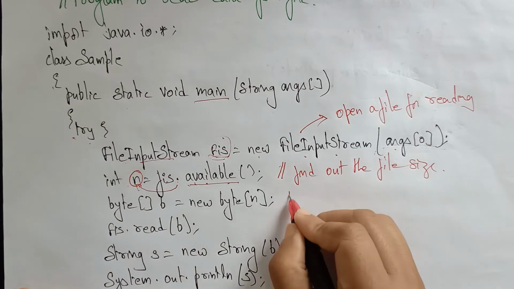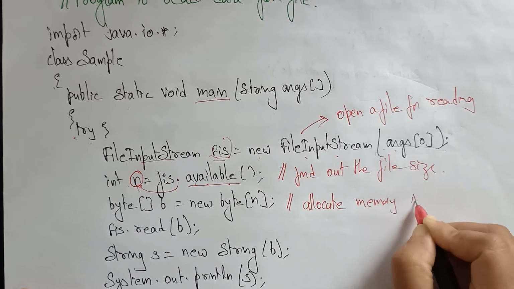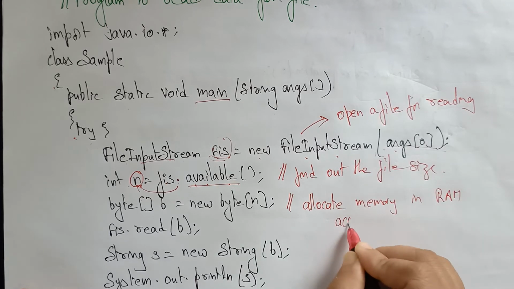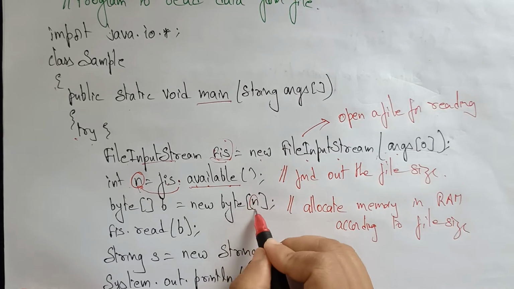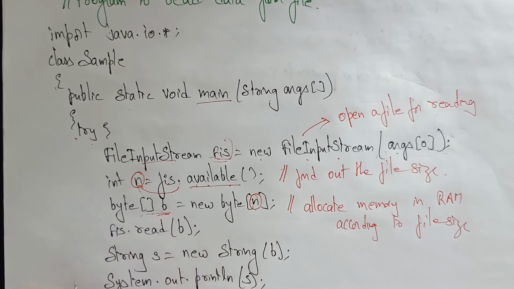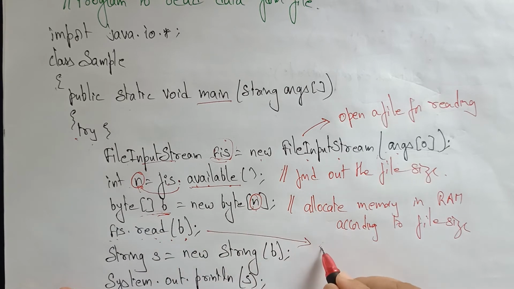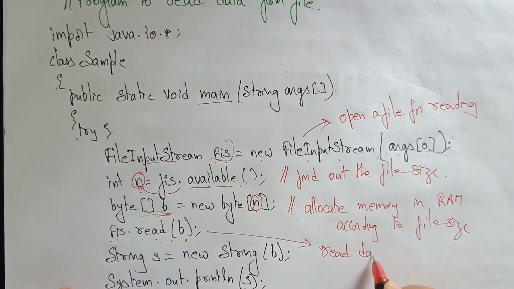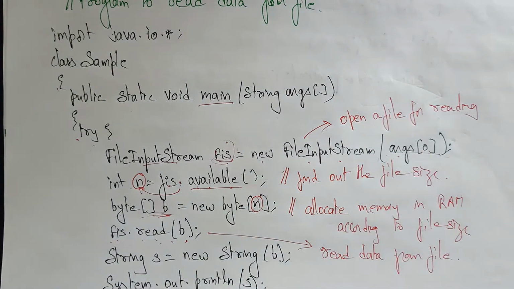Allocate memory in RAM according to the file size. Here n contains the file size, right? So for that we are allocating a memory of bytes, so that we can read that file input stream with read of bytes. This read command is used to read the data from the file. Up to here, I had read the data.